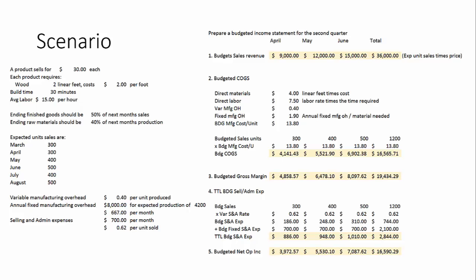Then we do the final piece, which is our budgeted net operating income. That is where we take the gross margin of $4,858.57, subtract the budgeted selling and admin costs of $886. That gives us a budgeted net operating income of $3,972.57. And then you do the exact same calculation for May and for June.